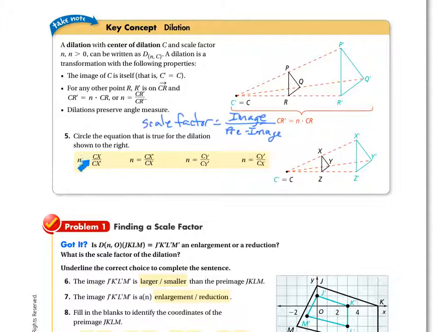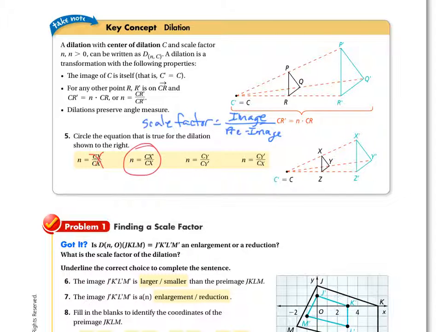Because we've got CX and CX prime, that's from C to X and from C to X prime. Those are the two sides that correspond if you were to make triangles out of this dilation. But they've got the CX in the wrong place. These need to be switched. So this cannot be one of our ratios. What about this one? Is that in the right order? Yeah. So this is an acceptable scale factor.